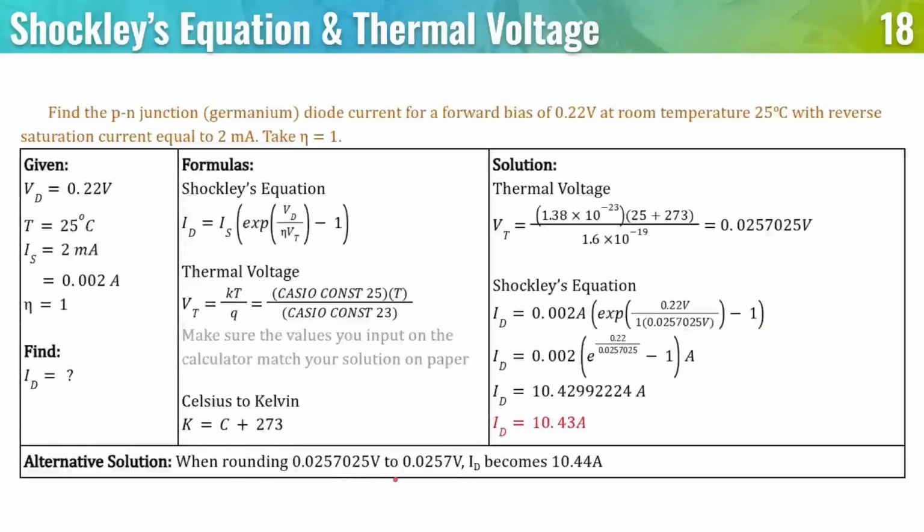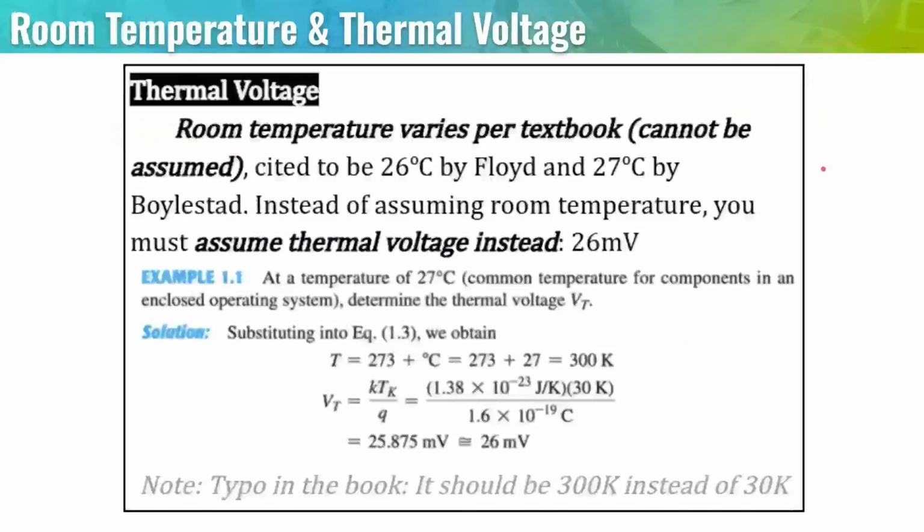Here is another thing. If you rounded it off until here, it's going to have a small difference. It's going to become 10.44 amps. So here is what I meant earlier about the thermal voltage. Room temperature varies per textbook. On YouTube and other places, it's commonly stated that room temperature is 25 degrees Celsius. In Floyd's textbook, it is 26 degrees Celsius, and by Boylestad, it is 27 degrees Celsius. So you must either assume the thermal voltage instead, or compute for it yourself.